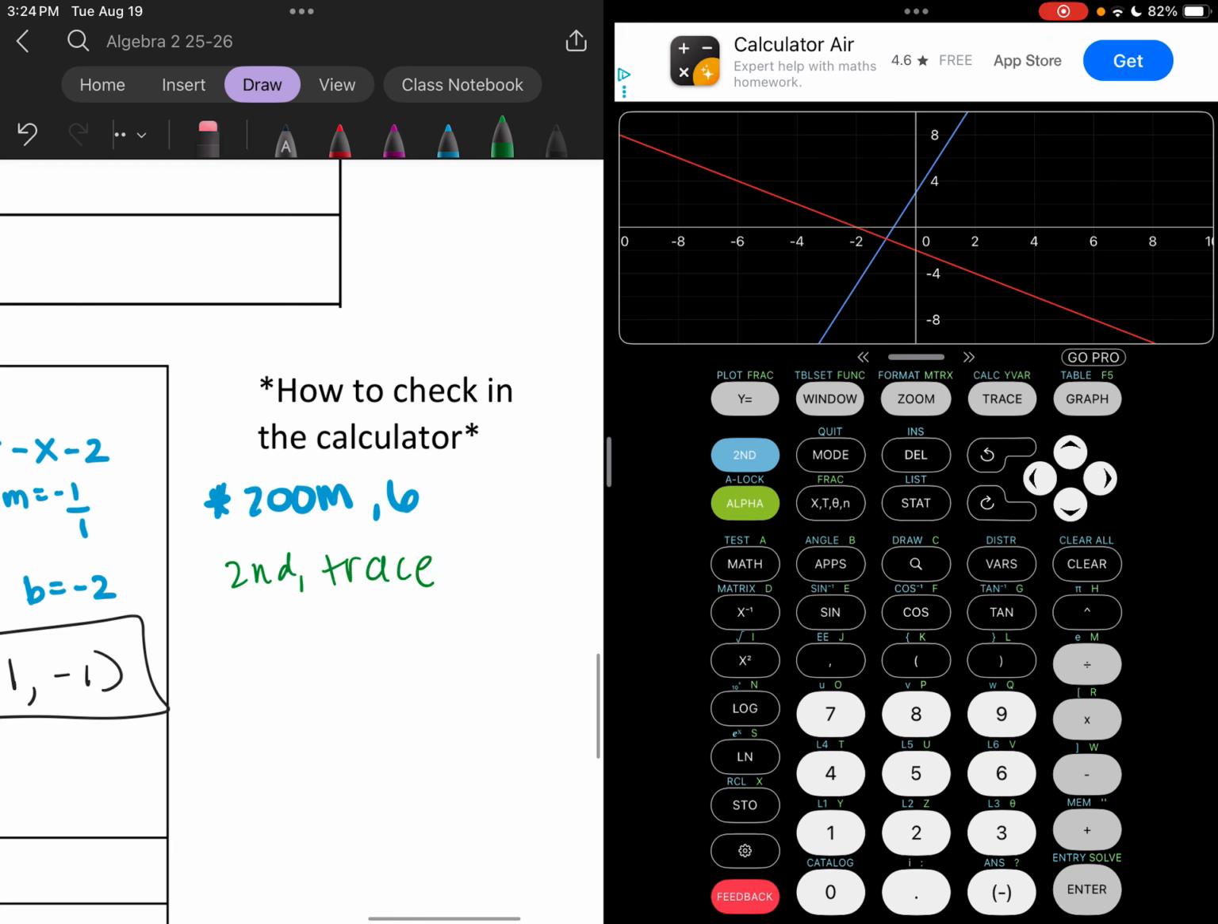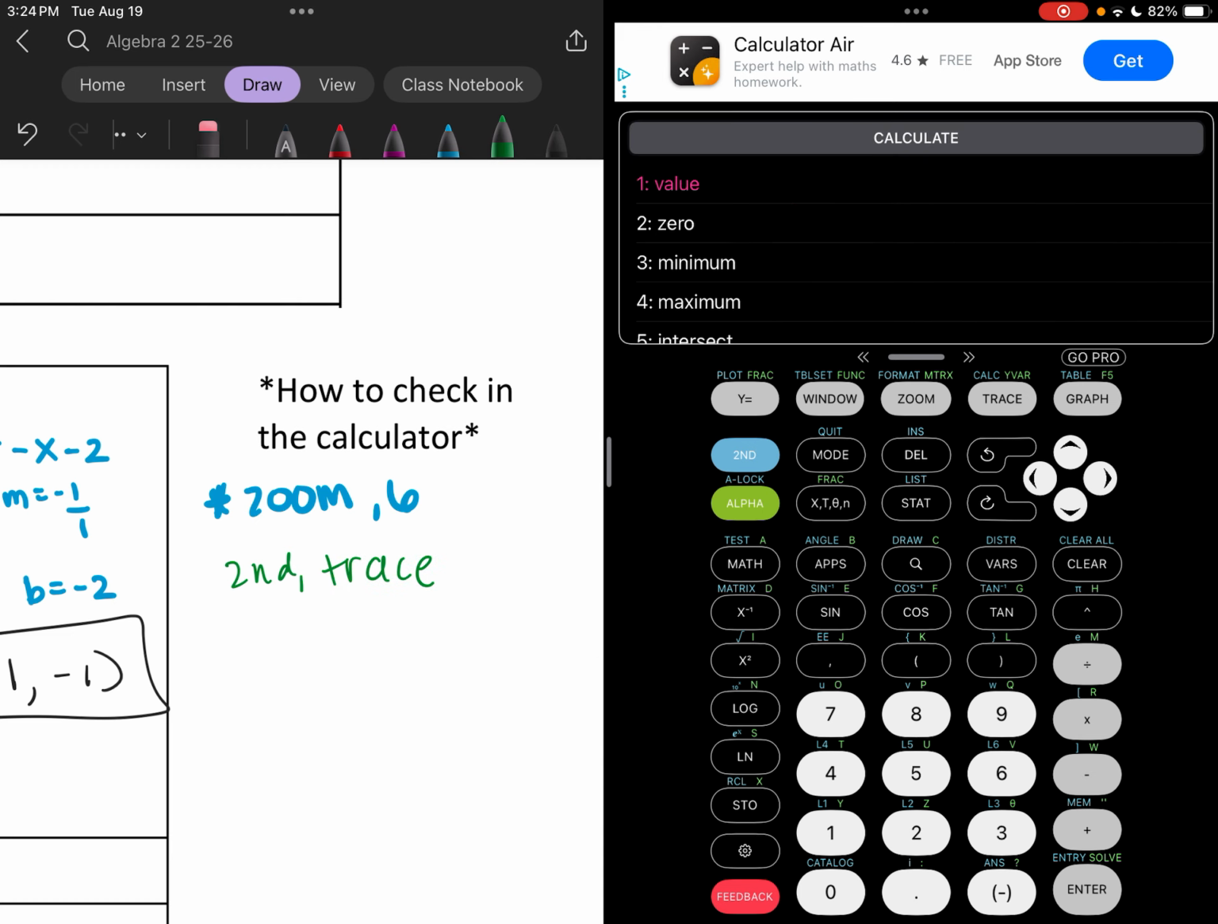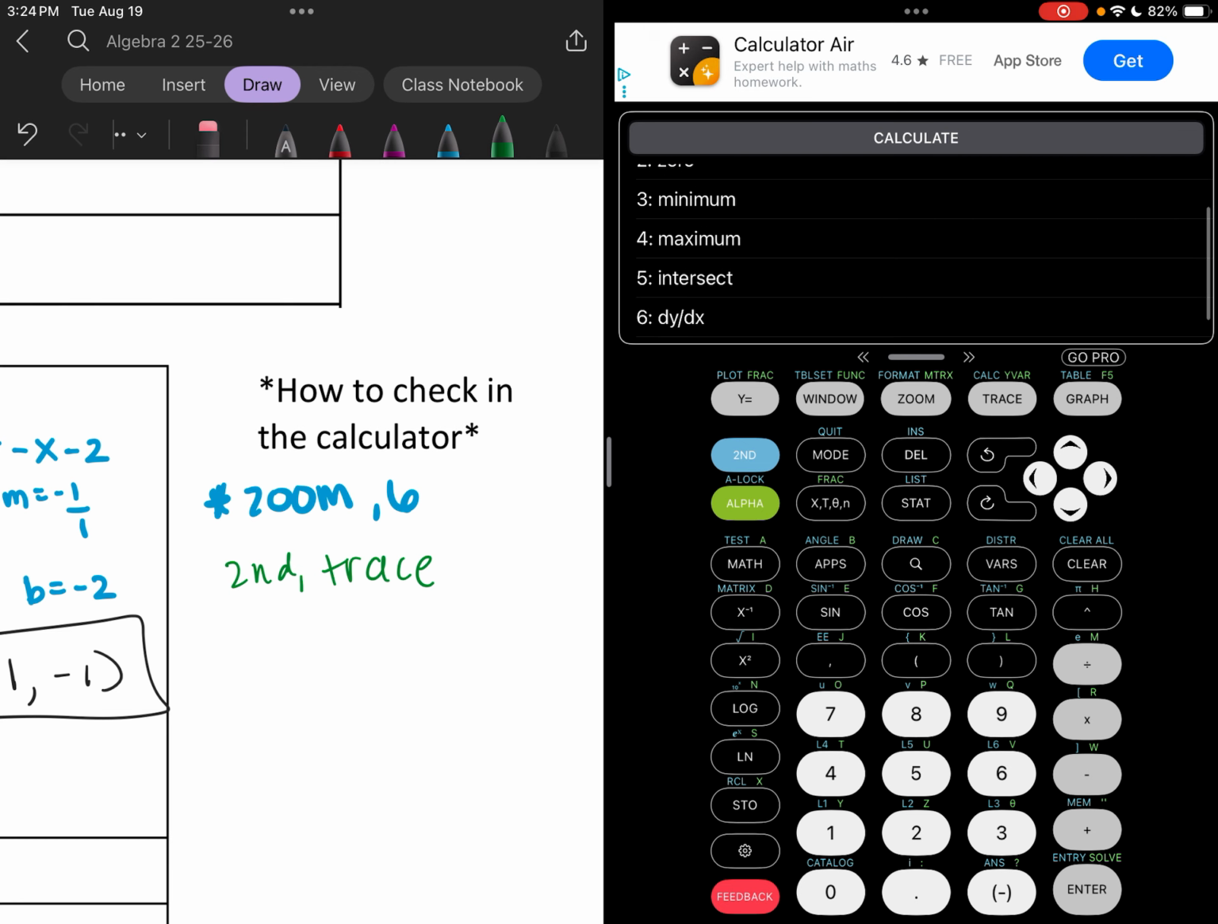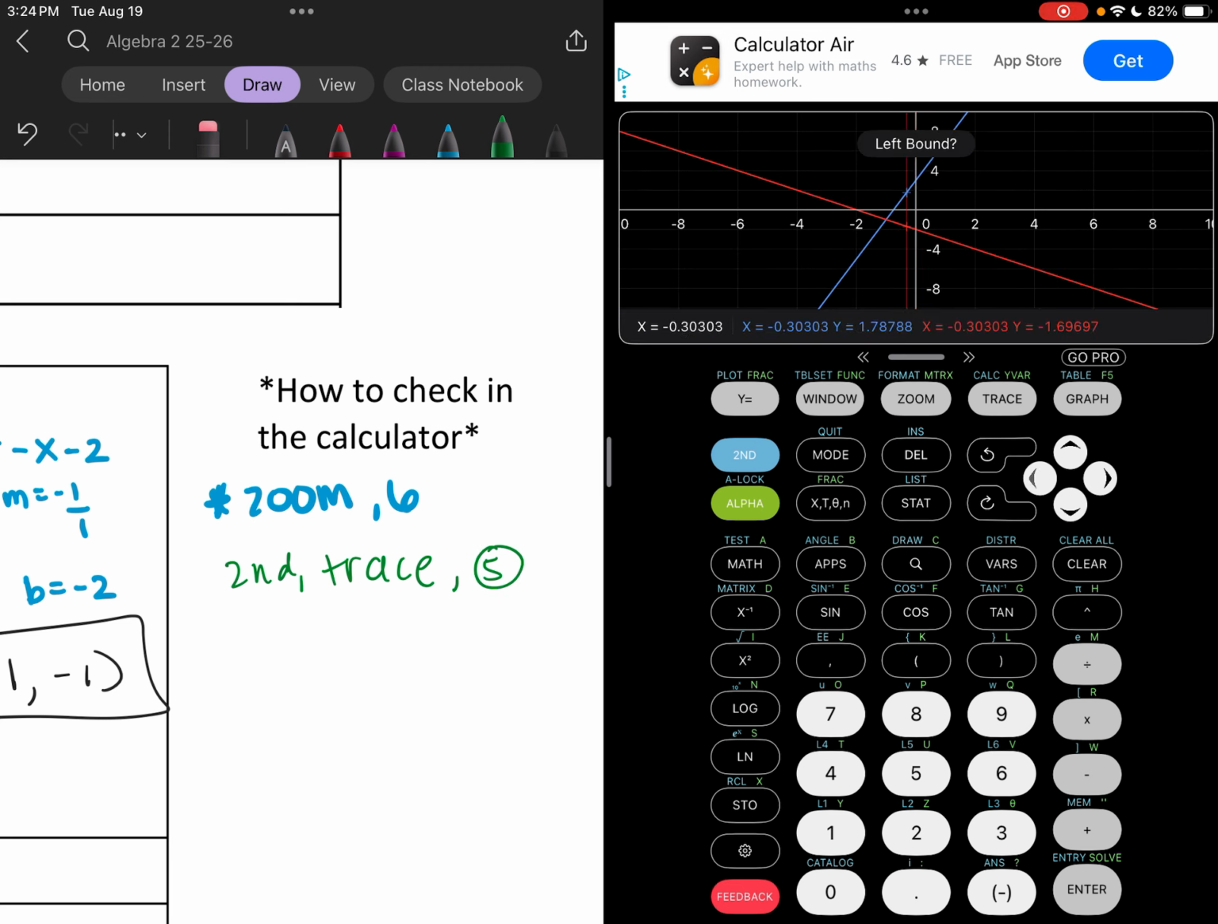So you're going to hit second trace. It's going to bring you up a list of what it wants you to calculate. So we're doing the intersection point, so number 5. And then on yours, it's going to say, I think, first curve, and then second curve, and then guess. You're going to hit enter 3 times, and then it should give you that intersection point.